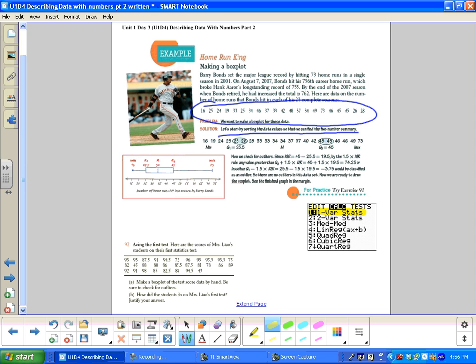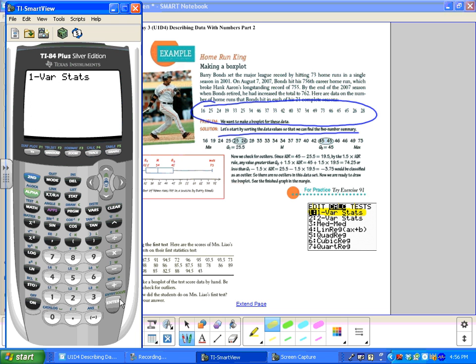And we're going to go back to my calculator and I'm going to hit enter on 1-Var Stats. And then I'm going to tell it what list my data is in. So remember, we have our list names above all these numbers. L1 is above 1, L2 is above 2, and so on. And we're going to press second L1, and then I'm going to hit enter. And I have run my 1-variable statistics on L1.